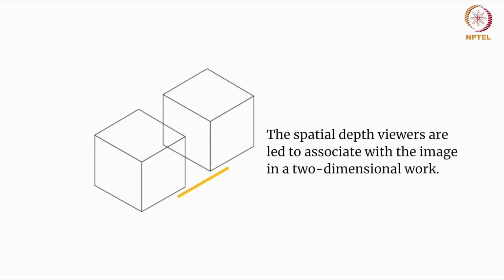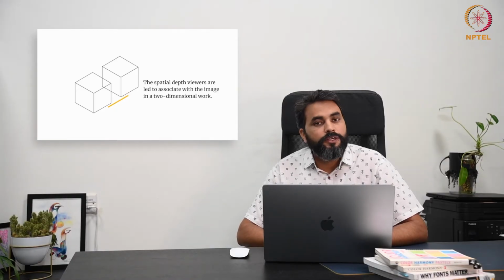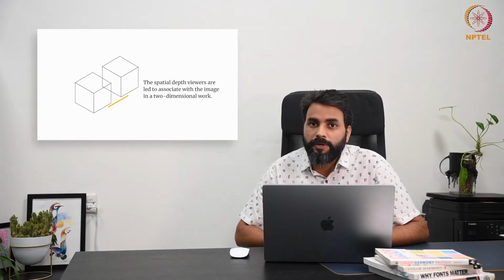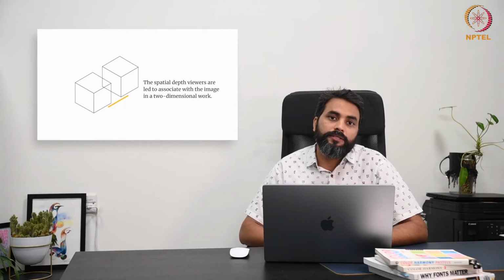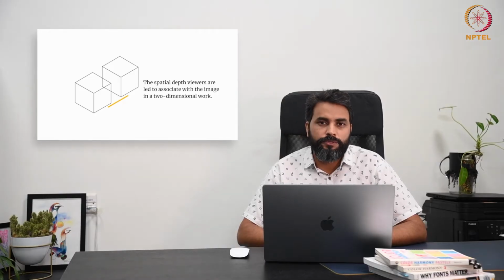Space in graphic design is often referred to as negative space or white space, though it doesn't always have to be white. It is the area around and between elements in a design, or we can say it is the spatial depth viewers are led to associate with the image in a two-dimensional work. Space plays a critical role in composition and visual communication design, and it can help in multiple ways. Space can help emphasize a focal point by allowing the eye to rest and then direct attention to key elements, or it can simply help in creating an illusion of depth in a composition.